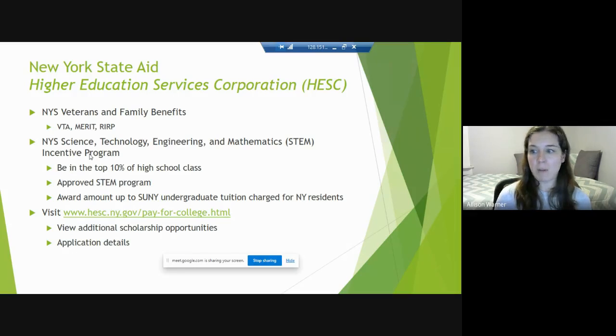This award can amount up to SUNY undergraduate tuition charged for New York State residents. And by no means is this list exhaustive of what New York State can potentially offer you, as long as you attend a New York State school. We encourage you to go to the website we provided, hesc.ny.gov/payforcollege.html. From there, you'll be able to view additional scholarship opportunities, as well as get down to the nitty-gritty of what each benefit and scholarship requires of you in terms of eligibility.